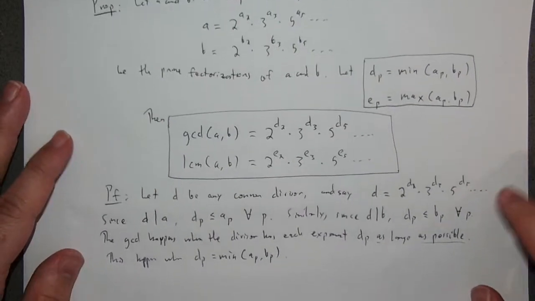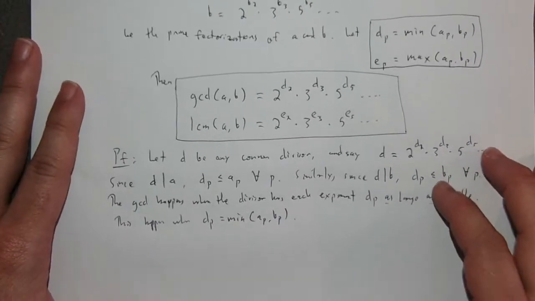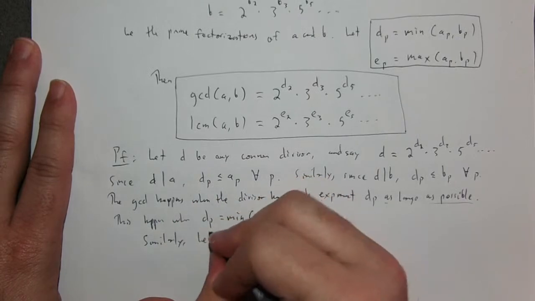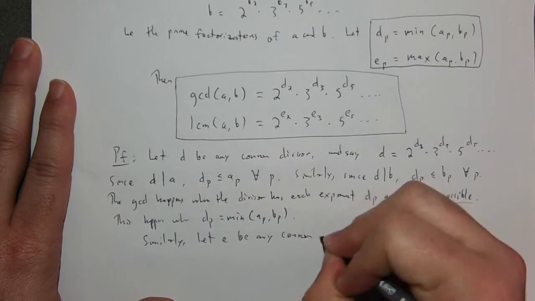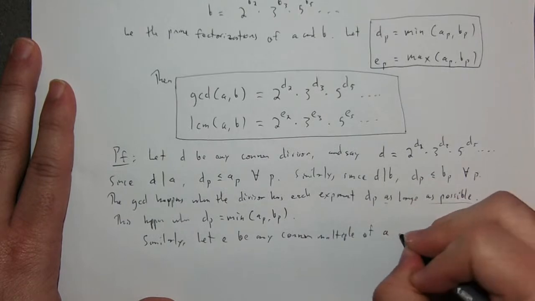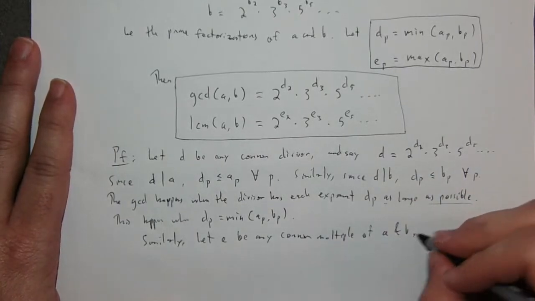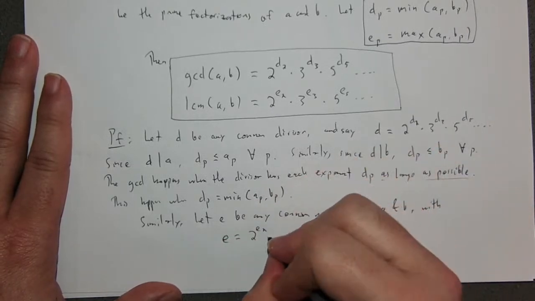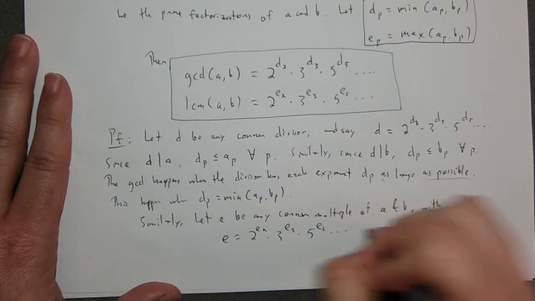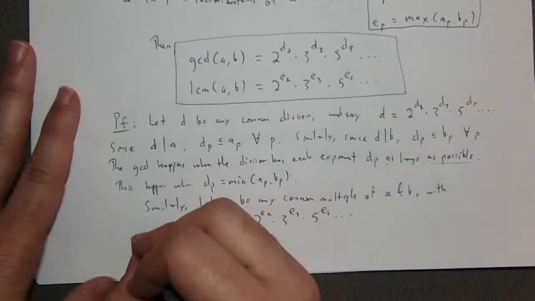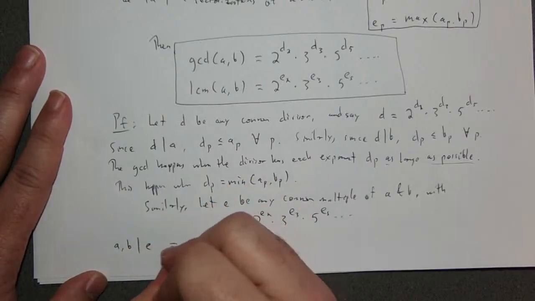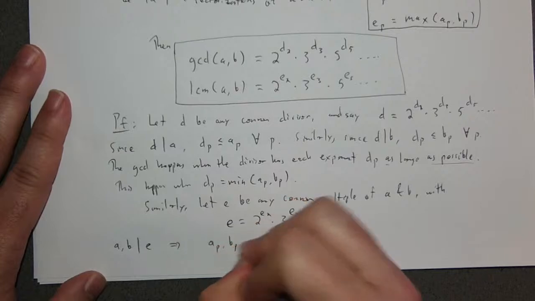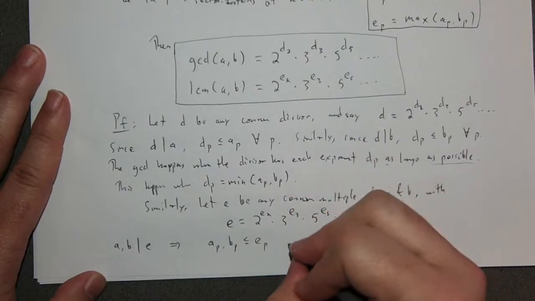That does it, right? Oh, I was almost off screen. Okay. So similarly, what do I get in the other case? Let E be any common multiple of A and B, and let's go ahead and say that E is expressible using its prime factorization as 2 to the E sub 2 times 3 to the E sub 3 times 5 to the E sub 5 and so on. Well, A and B both divide E. So what does that mean? It means that a sub p and b sub p are both less than or equal to E sub p for all p.